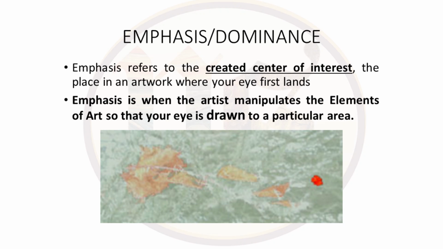The second important element is dominance or emphasis. It refers to the created center of interest, the place in an artwork where your eye first lands. This is what artist manipulates by using the elements of art so that your eye is drawn to a particular area. As you can see, the red dot captures our attention as soon as we see the image.